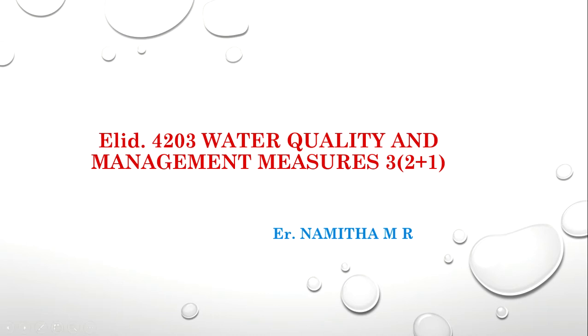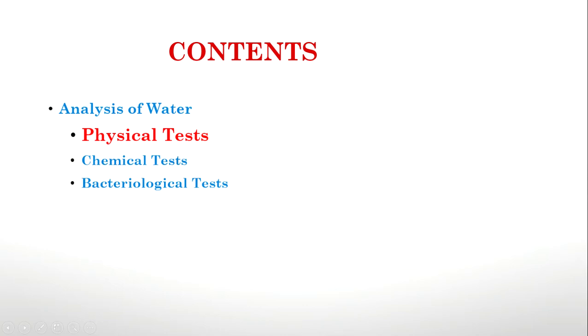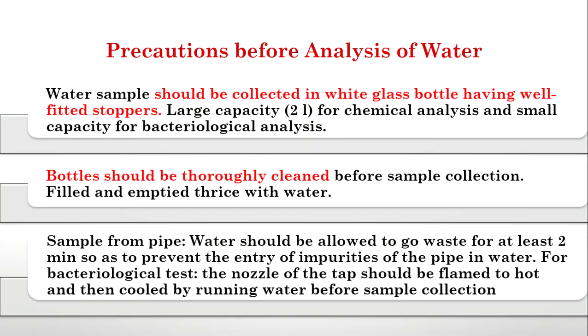So in this lecture, we will see the different physical tests for the analysis of water. There are different sources by which water is physically contaminated. We have already seen the different parameters by which physical contamination occurs. Now we will see how to measure these parameters. Before moving on to the tests, we have to first see what the different precautions are to be taken before the analysis of water.